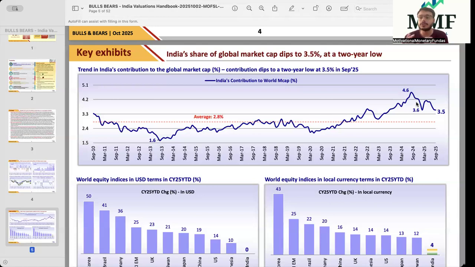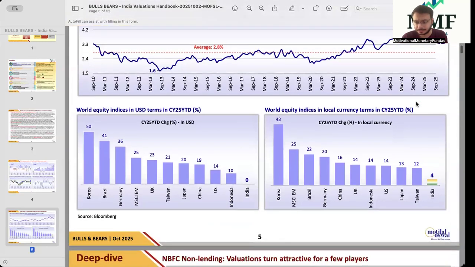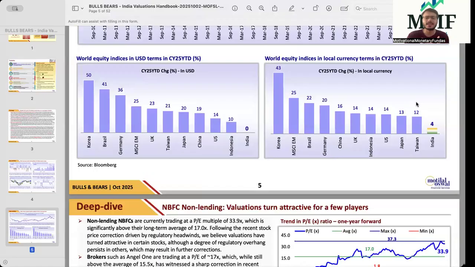But as of now, we are sitting at 3.5%. We all know about the currency movement. Our currency has been the worst performing currency over the past 1 year. It is down 3.5%, 3.6% odd, at par with a country like Indonesia. So Indonesia and India are the only countries where there has been maximum devaluation or depreciation of the currency vis-a-vis the USD.